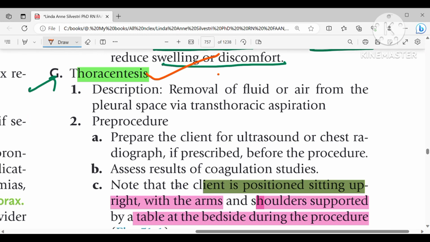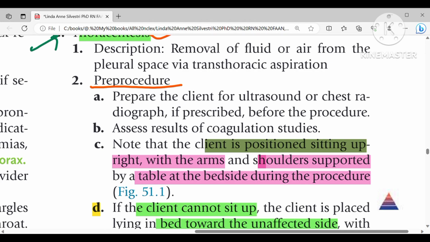Next one is pre-procedure. So for any procedure, there will be a pre-procedure and post-procedure. What we need to do, what we are supposed to do with the client. So prepare the client for ultrasound or chest radiograph if prescribed before the procedure. Okay, if the doctor has prescribed ultrasound or any chest radiograph like X-ray or chest sonography, we need to prepare the patient.